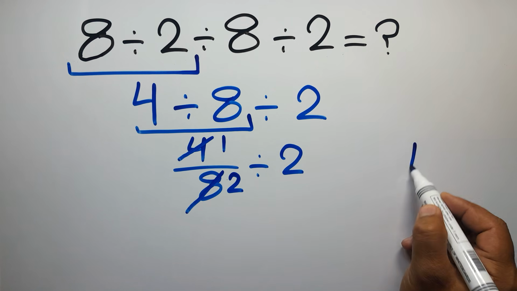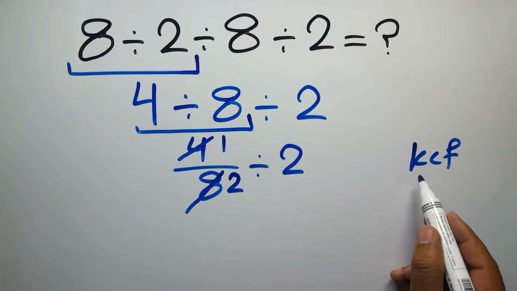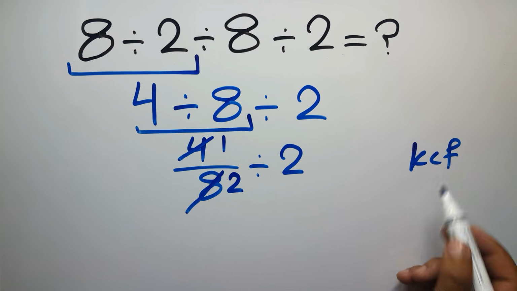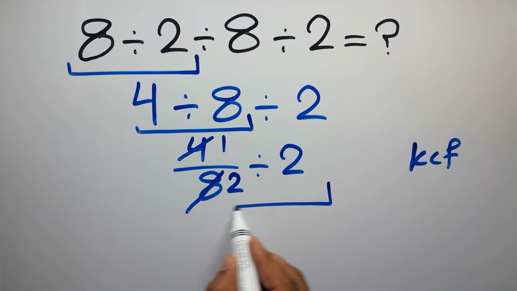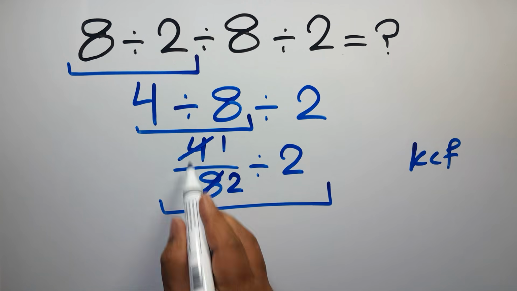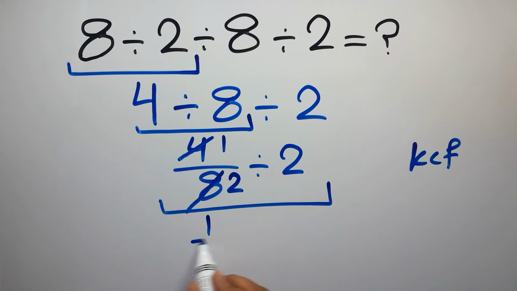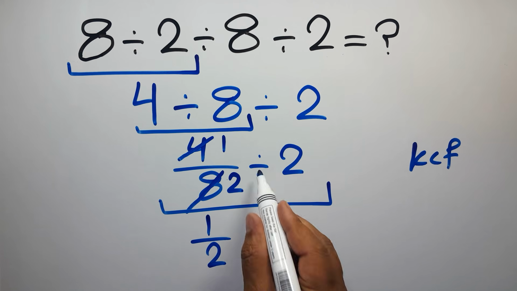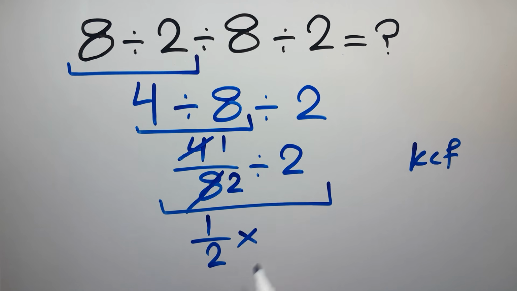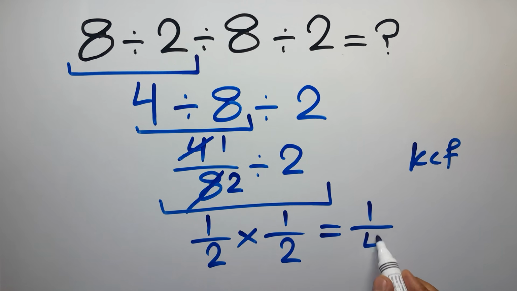According to the KCF rule, K stands for keep, C stands for change, and F stands for flip. We can write: keep the first fraction, change division to multiplication, and flip the second fraction. So we have 1 over 2 times 1 over 2, which equals 1 over 2 times 2, which gives us 4.